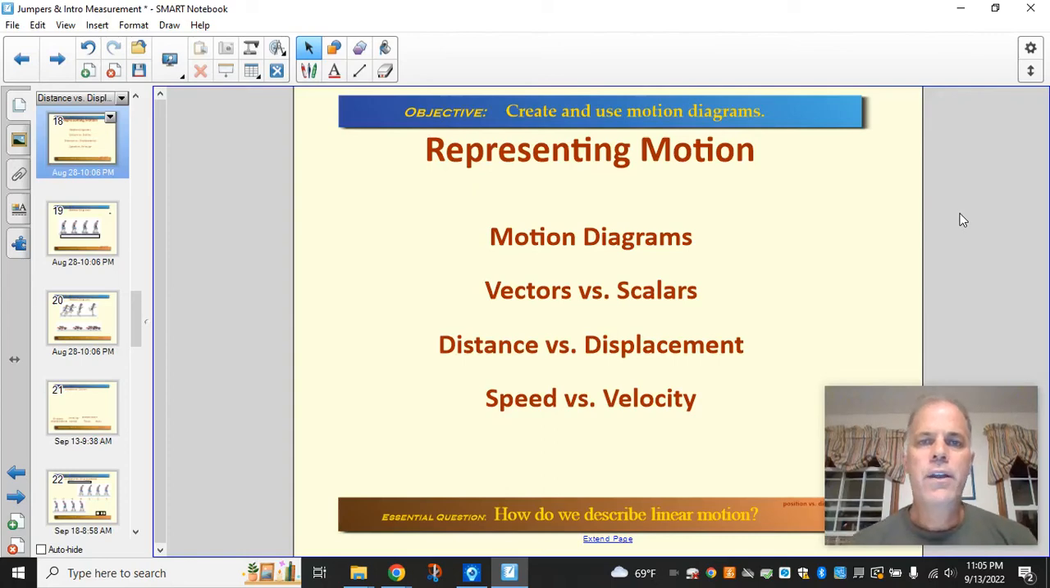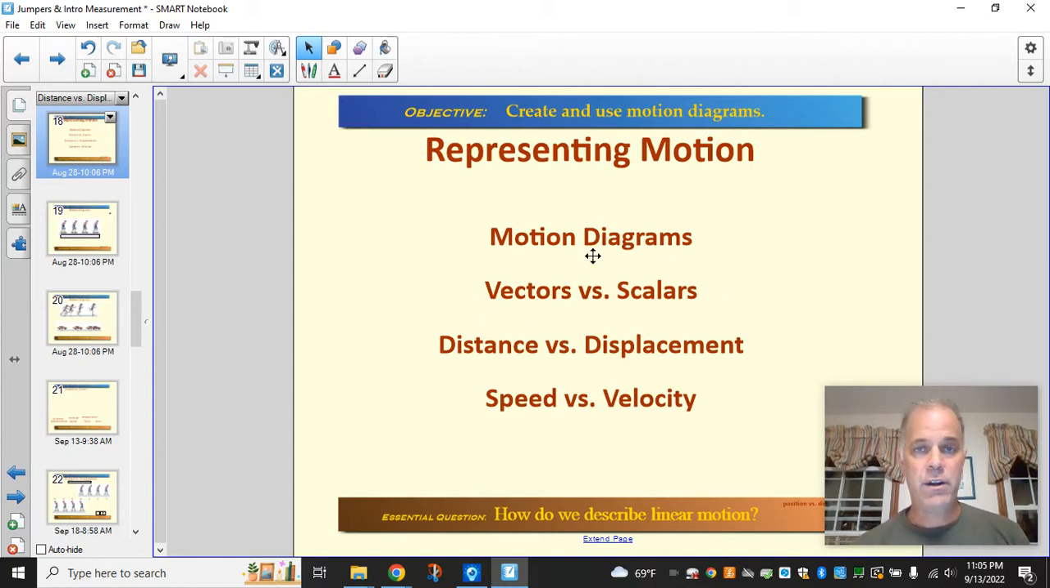Hey guys, here's a recording for you for the rest of chapter one, which is about representing motion. And this should get you through homework assignment number two. So the things we're going to cover today are motion diagrams, what the basic conventions are that the book uses, and they're pretty generally used in all physics.